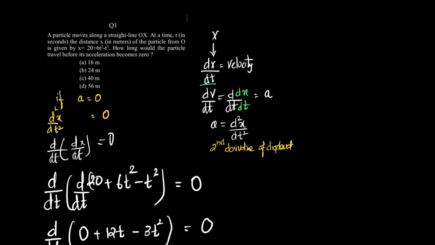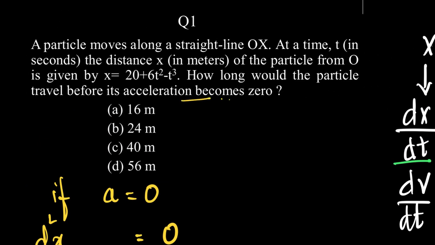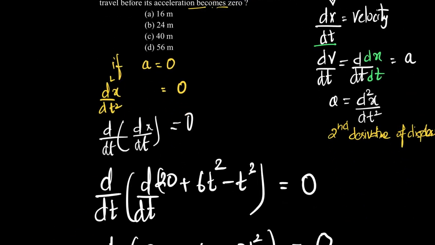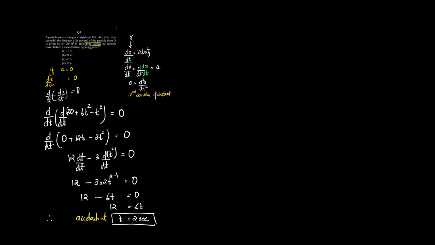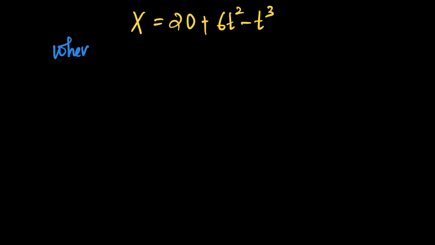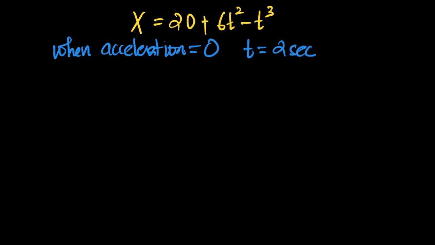Now, what is the question? Is the question to find when is the acceleration becoming 0? No, it is asking how long would the particle travel before the acceleration becomes 0. Okay, let us now try to understand how we'll do that. See, the given equation is x is equal to 20 plus 6t square minus t cube. It is also given that when acceleration is equal to 0, the time is 2 seconds, right?